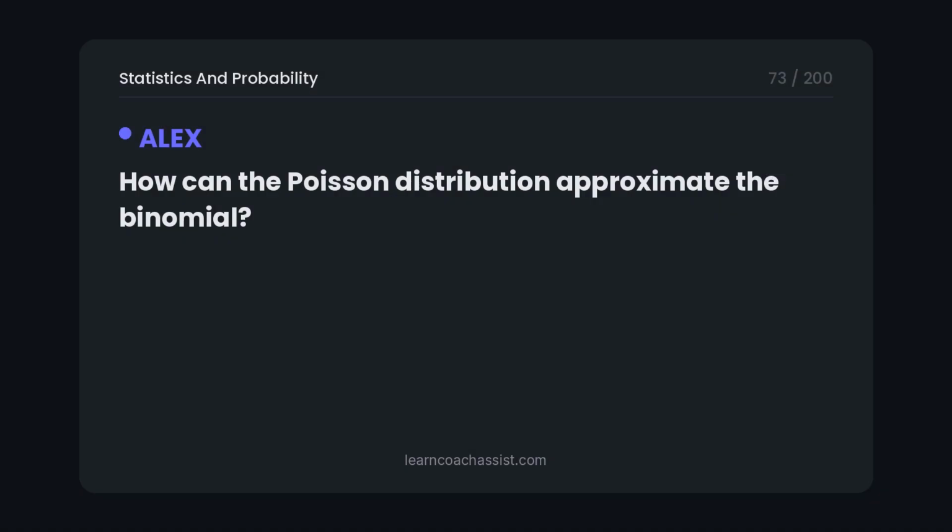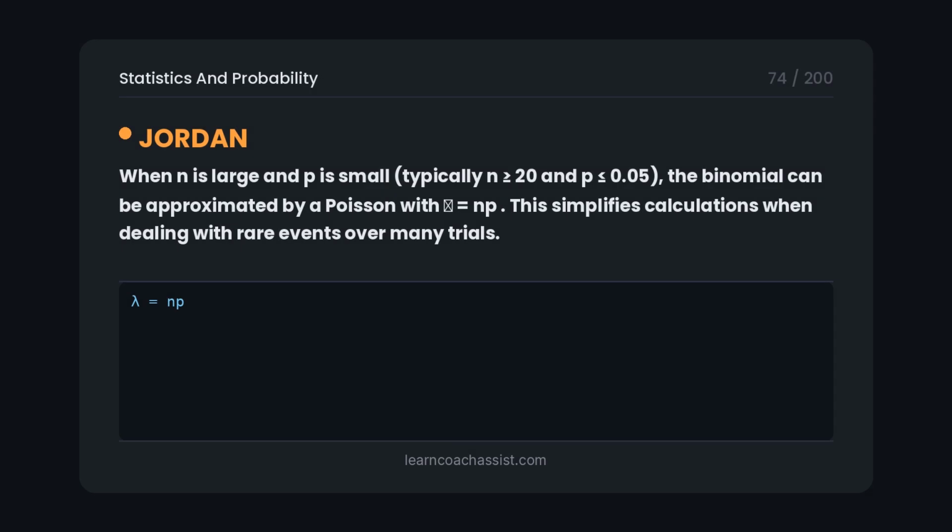How can the Poisson distribution approximate the binomial? When n is large and p is small, typically n greater than or equal to 20 and p less than or equal to 0.05, the binomial can be approximated by a Poisson with λ = np. This simplifies calculations when dealing with rare events over many trials.